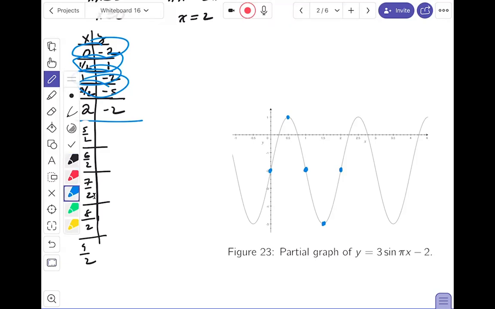And the next one was 5 halves. That's 2.5, right? And what would 2.5 give me? Well, looking at the pattern, I notice it's going to go to 1. I'm just looking at it. I'll point out what I'm looking at. I'm looking at this pattern over here.